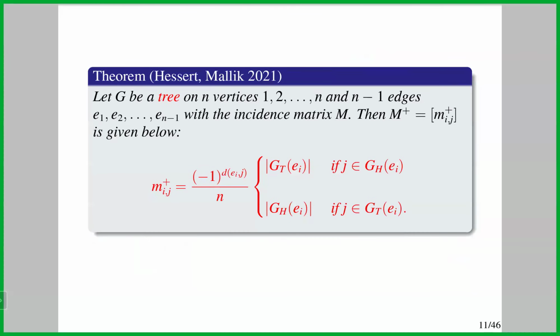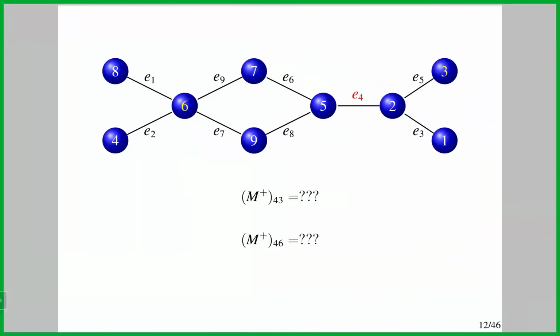So this is the theorem, which was published in 2021 in Discrete Mathematics. Again, the proof would be really long because you have to show that this matrix M plus satisfies those 4 properties. Now let's move on.